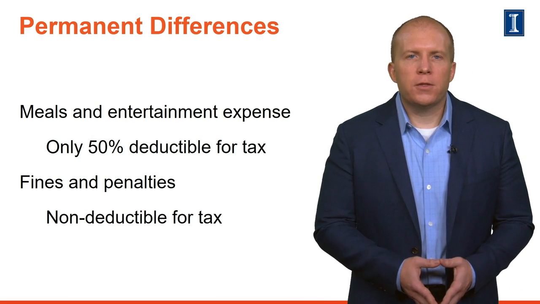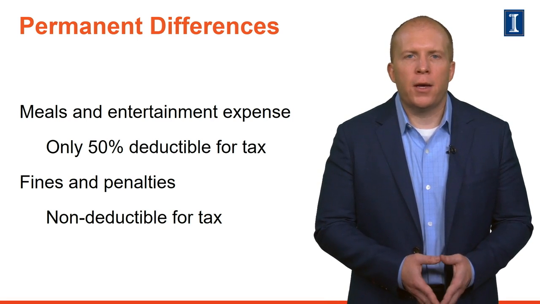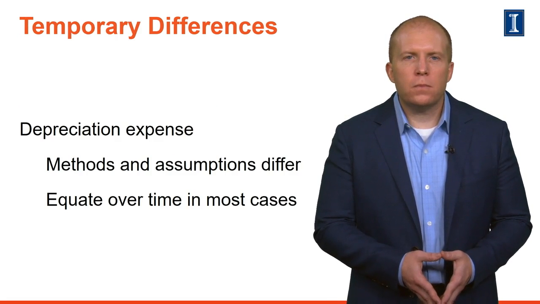Two other permanent differences include 1/2 of meals and entertainment expenses and any fines and penalties paid during the year. Only 50% of qualified meals and entertainment expenses are deductible. Thus, the other 50% represents an unfavorable difference that will never be deducted for tax purposes, but is deducted for book purposes. Similarly, because expenses incurred for violations of public policy are not generally deductible for tax purposes, they too are unfavorable permanent differences that must be added back to book income to determine taxable income.